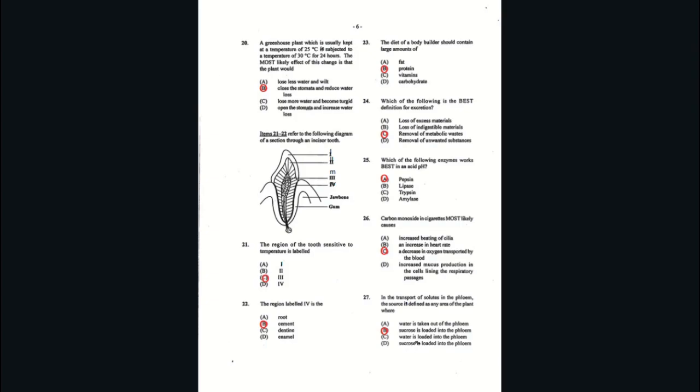Then we're moving on to number 23. It says the diet of a bodybuilder should contain large amounts of proteins, right? Because we know that proteins build and repair. Upon reading this question, there should be no hesitation to pick protein. A bodybuilder doesn't need more fat. They don't need more vitamins; we already have that, it's a micronutrient. We already have carbohydrates, which give us energy. We need more protein.